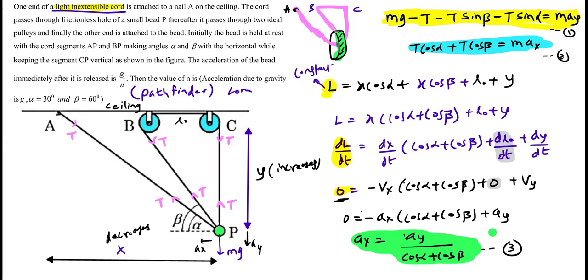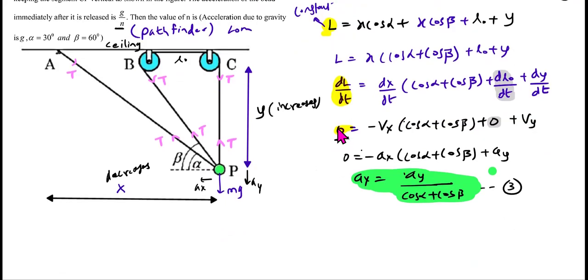Now, what is a bead, sir? You drew a ring. This is nothing but the bead. So we have to calculate, release, this g by N. The value of N is being asked. I calculated it and the answer will be 2. Solving equations 1, 2, and 3, the value of N will be 2.